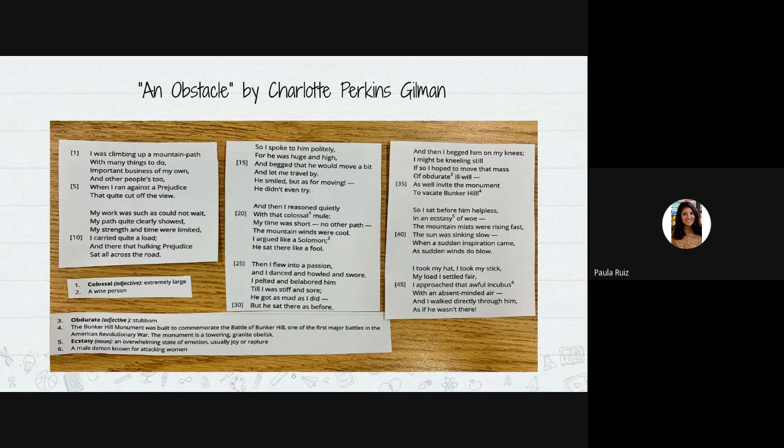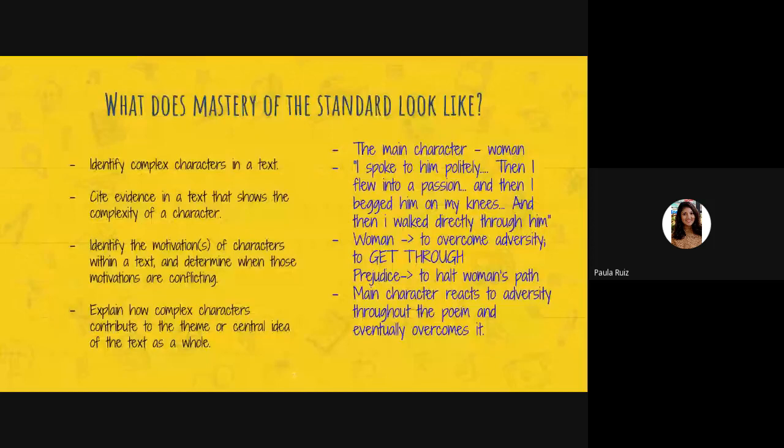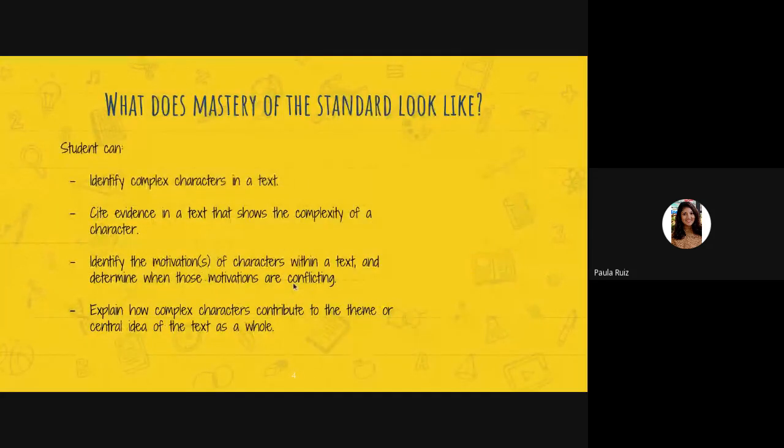So her conflicting motivation is that she's trying to do this uphill battle in life, and you've got a man who is prejudiced against her. She's having to deal with a lot of struggles and obstacles, hence the title, from a man. It's a man's world, and it's very hard for a woman in this day and age to make it through. Okay, so we can say that is the conflicting motivation.